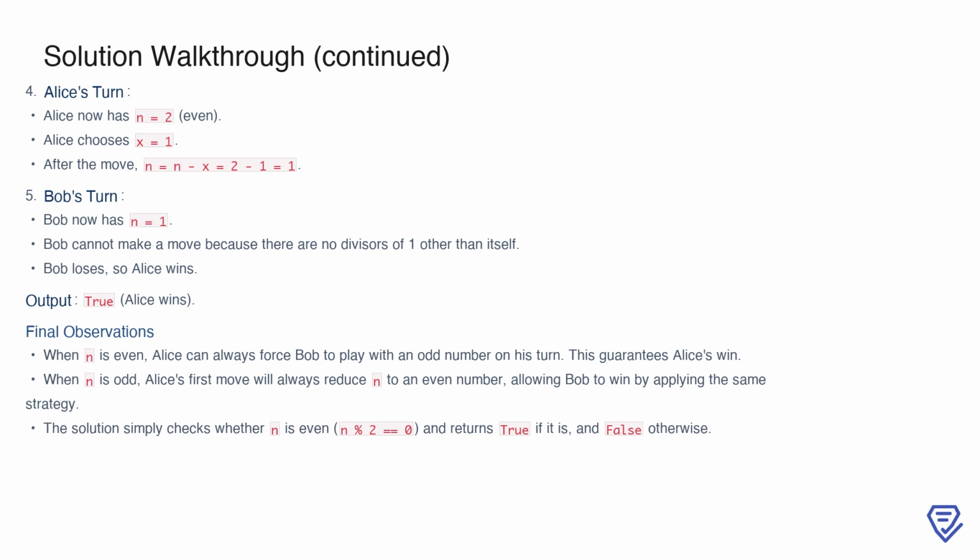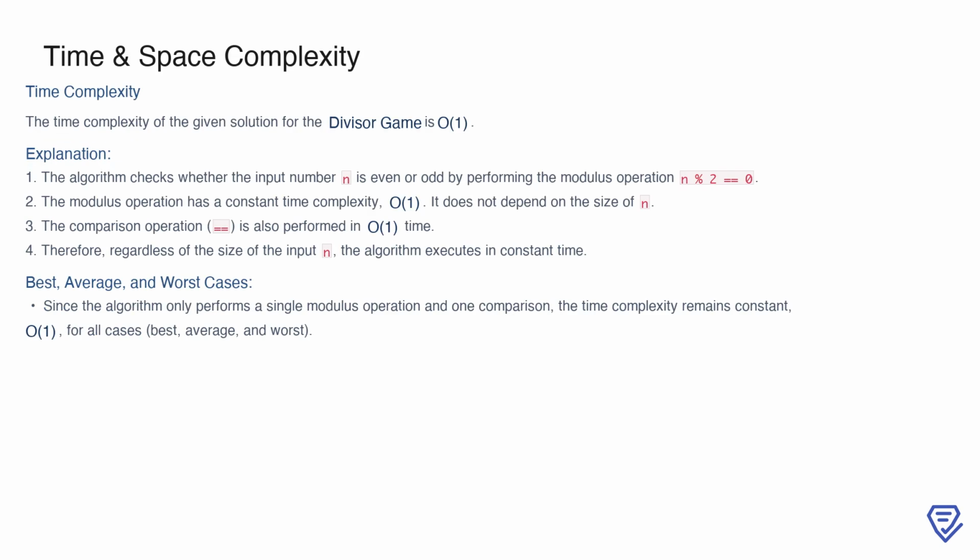From these examples, we can make a final observation: when n is even, Alice can always ensure that Bob plays with an odd number, guaranteeing her victory. On the other hand, if n is odd, Alice's first move will leave Bob with an even number, allowing him to win by applying the same strategy. The solution simply checks whether n is even using the condition n%2 equals 0, and returns true if it is, or false otherwise. In this problem, the time complexity of the solution is constant, or O(1).